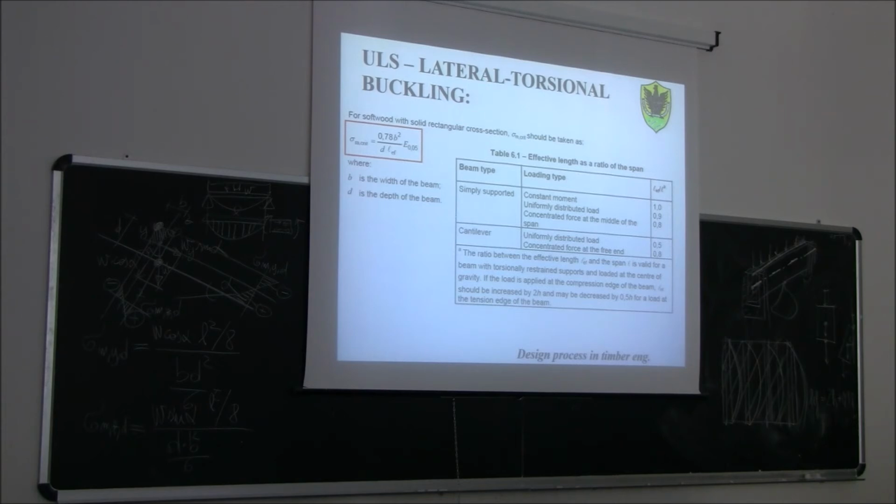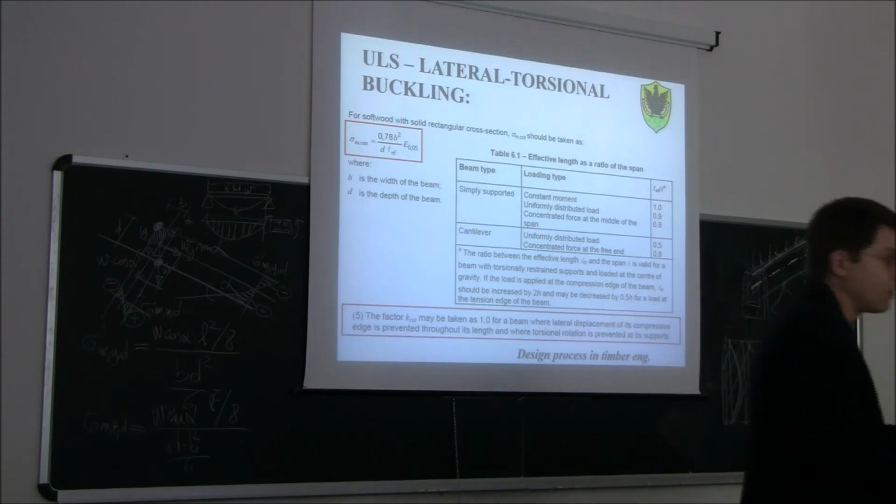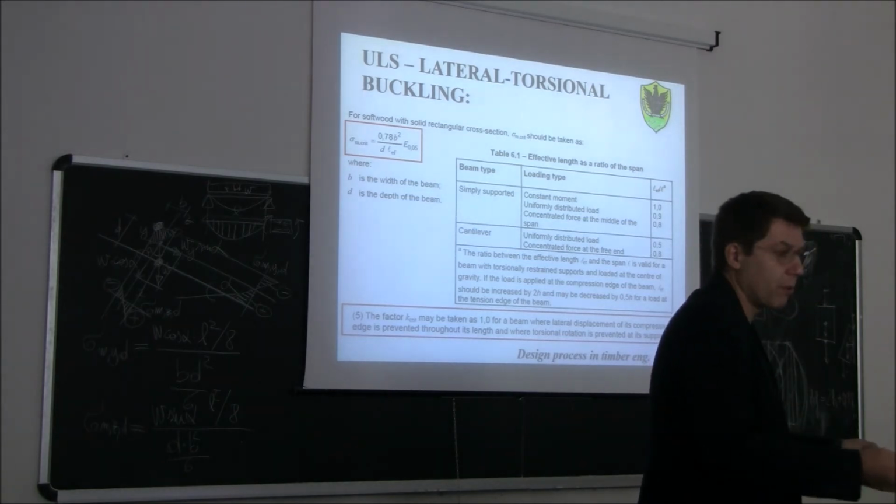Okay? For this reason, we need to recognize that the factor k_crit may be taken as 1. k_crit equal to 1 means L_ef equal to 0, so there is no lateral torsional buckling for a beam where lateral displacement of its compressive edge is prevented throughout its length, and where torsional rotation is prevented at its support. So in this case, basically, all the compressive fibers are restrained from moving horizontally because they are connected to a concrete slab, and to move horizontally, the concrete slab should distort. Okay, so it's not possible.